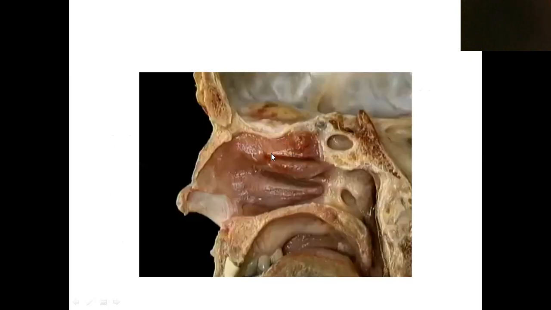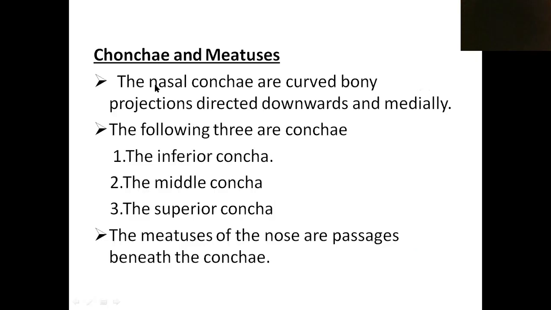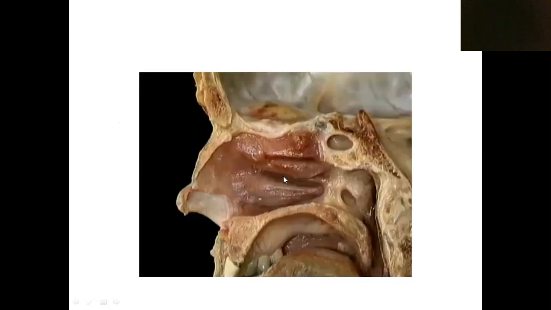This posterior part shows some projections. Here it is very clear: this is the inferior one, this is the middle one, and this is the superior one. Those projections are known as conchae. So it has three conchae: inferior, middle, and superior. Conchae are curved bony projections seen in the lateral wall. How many are there? Three.